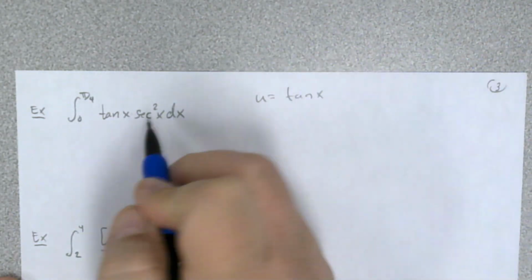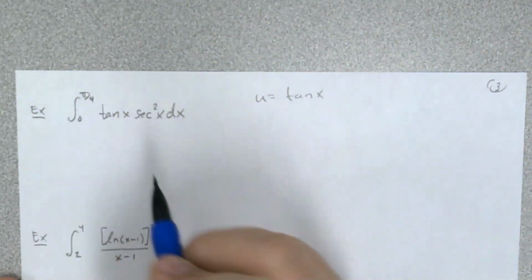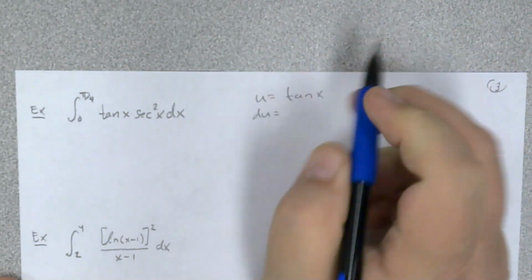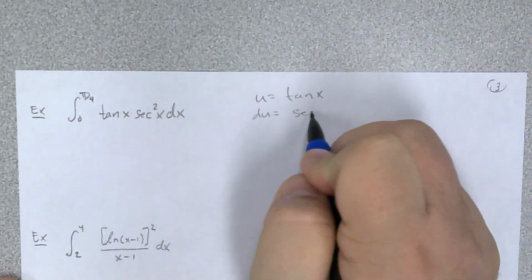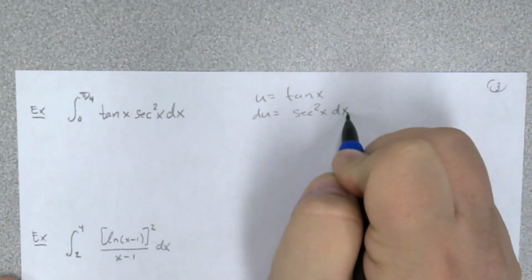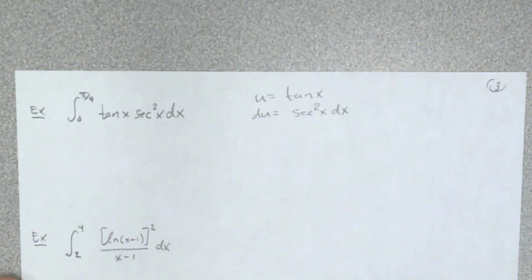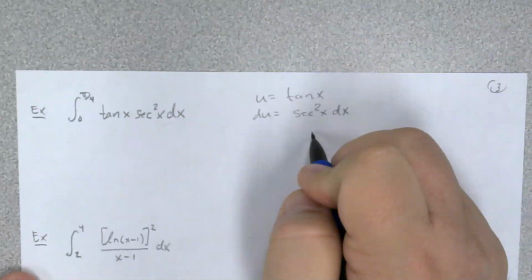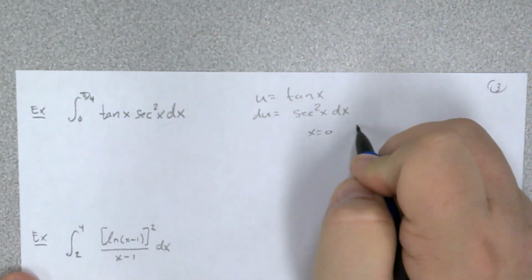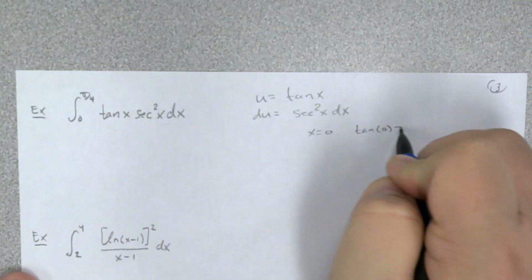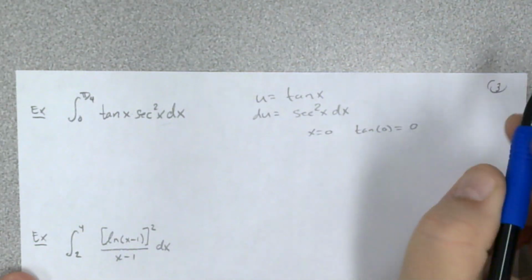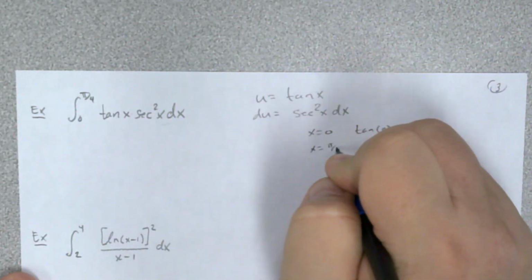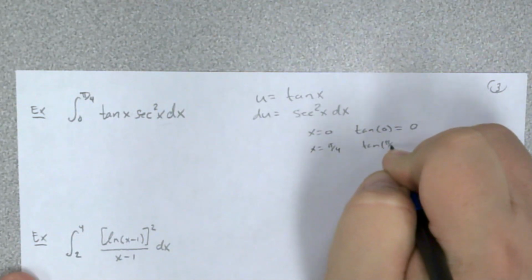If it wasn't, I would try that one. Is the derivative of this the tangent? And the answer would have been no. And so then I wouldn't have done that one at all. So the derivative of the tangent is the secant squared of x dx. And you can see then that I have it. So then this problem here, and we have limits, so we have to do our limits. So when x equals 0, the tangent of 0 equals 0. And when x equals pi over 4, the tangent of pi over 4 equals 1.